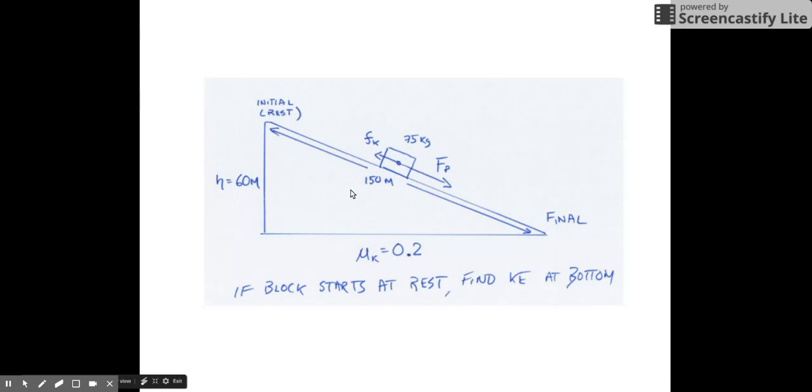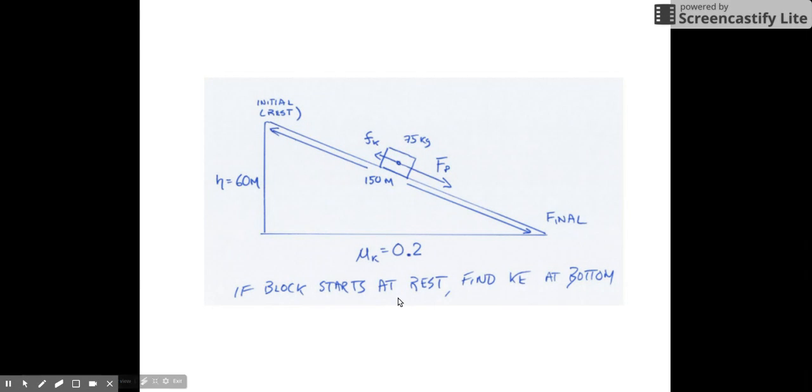I picked a height and a ramp length here so that the object will end up accelerating down this ramp. So the parallel force on this object is going to be greater than the frictional force, so it's going to accelerate. The object might start from rest up at the top and then accelerate its way down to the bottom. And a typical question would be, if the block starts at rest, how much kinetic energy does it have at the bottom?